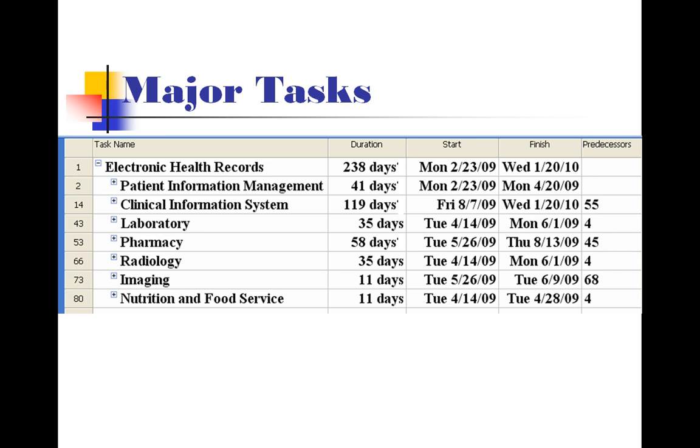The Microsoft Project program has allowed us to construct a plan for implementation that can be easily managed and is flexible in order to take into consideration a task that has to be completed earlier or later than scheduled. These activities include patient information management, clinical information system, laboratory, pharmacy, radiology, imaging, and nutrition and food service.